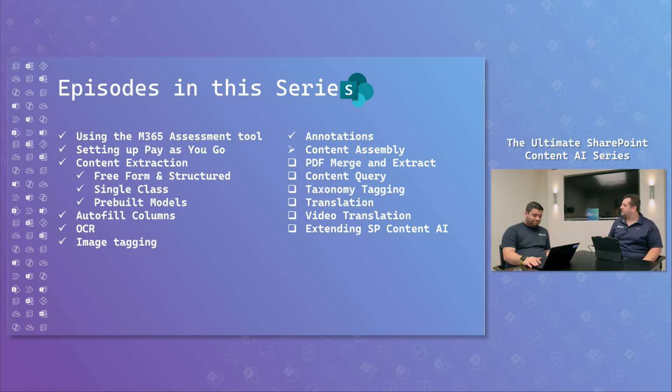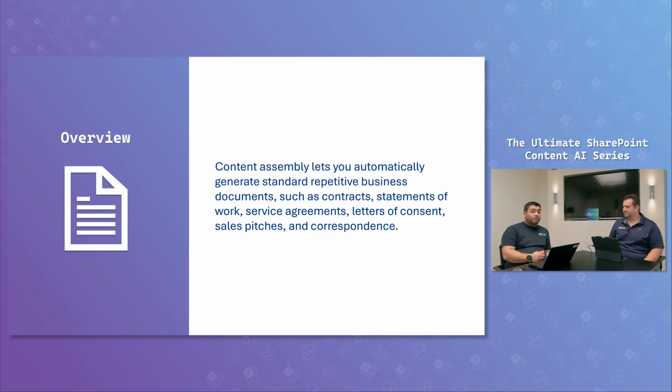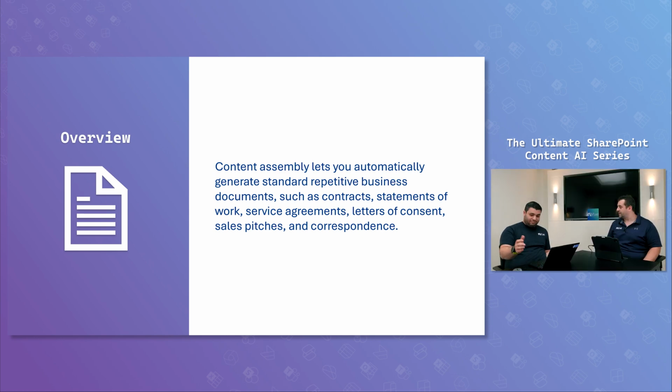Gökhan, what are we going to cover in this episode? Yeah, so you did an amazing job. You already introduced the tool, and we're going to talk about content assembly, where we automatically generate standard documents, statements of work, and contracts by just uploading them to a SharePoint document library, adding some fields, and then saving them as a modern template. So that's what we're going to see today. Are you ready? That sounds awesome. And I introduced it, but I have no idea how it works. That's why you're here. There you go.